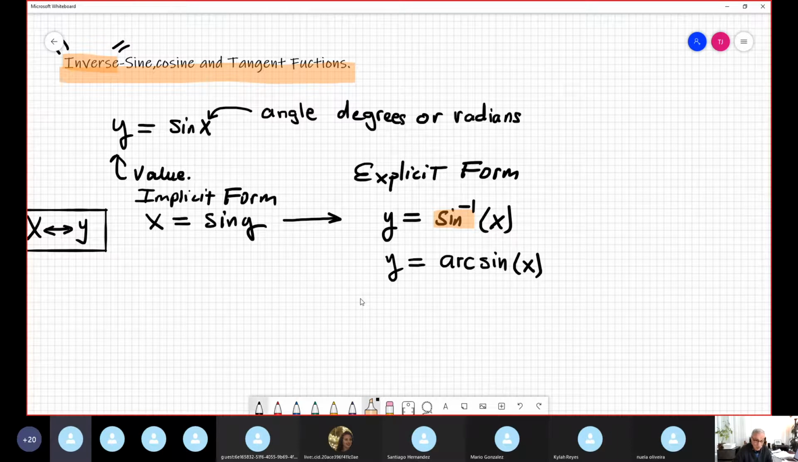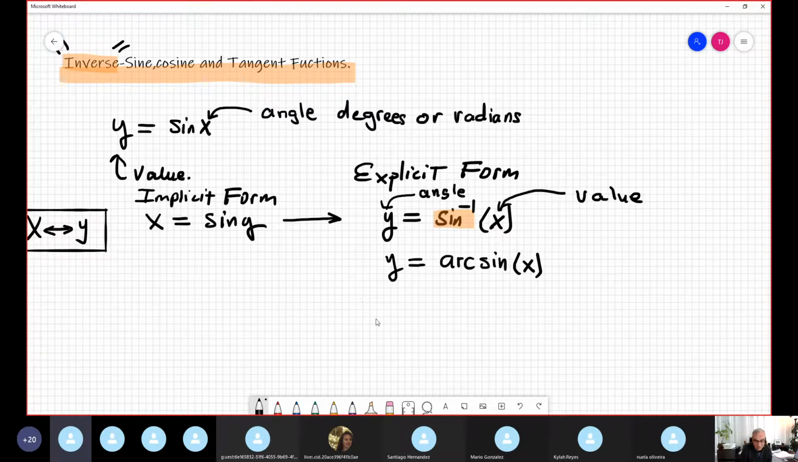In the inverse, x now is not an angle, it is a value. Because remember, you interchange x and y. In the original, y is the value and x is the angle. Now x is the value and y is the angle. But what angle? The interpretation is you have one number here, and what is the angle whose sine is that number? The information is given as an angle.